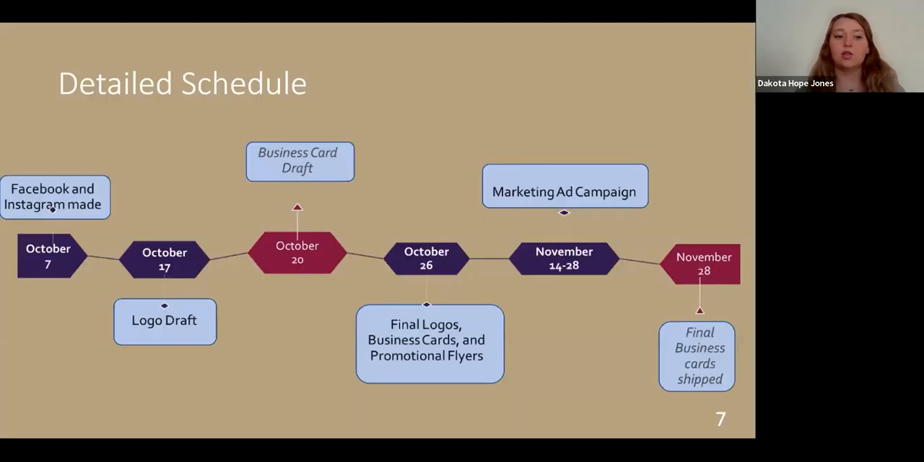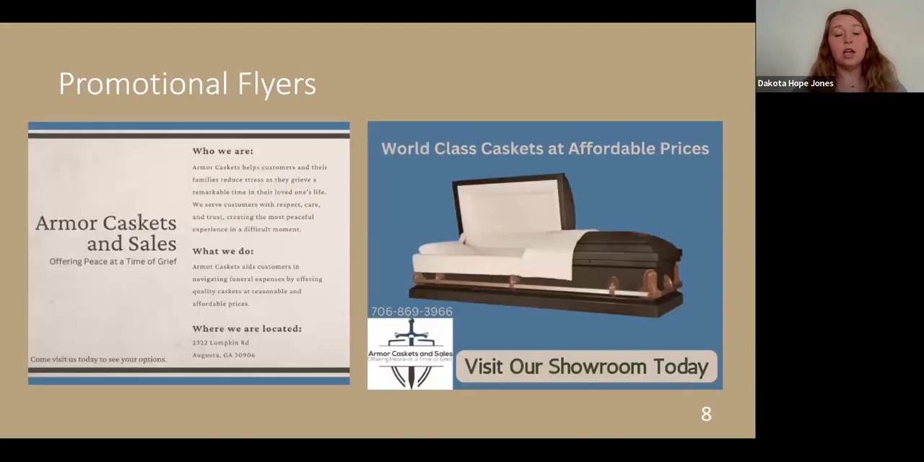So our detailed schedule: in October, we worked on the Facebook and Instagram, just getting it made. We also worked on a logo draft and a business card draft. At the end of October, we finalized logos, business cards, and promotional flyers. At the beginning of November, we did a marketing ad campaign on Facebook, and November 28th was when the final business cards were shipped. So here are two examples of our promotional flyers.